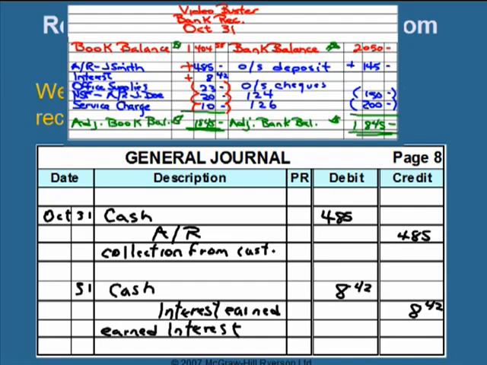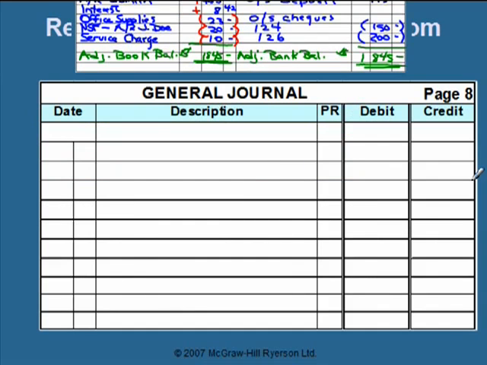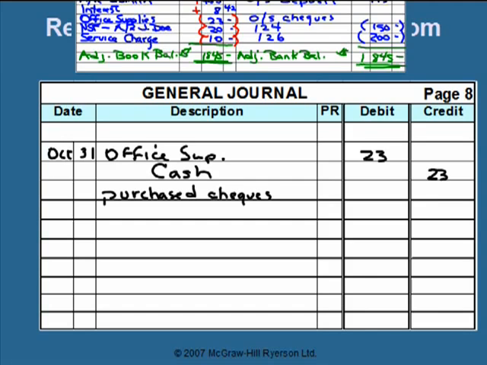Now I've run out of room, so I'm going to go to the next page in my general journal. And the next transaction is for office supplies. So again, the date is October 31st. Now this time, the office supplies is decreasing our bank account. When we decrease a bank account, that's our credit. So we're going to credit cash for $23. Now, the reason that $23 was taken out of our bank account was for office supplies. Office supplies, remember, are assets, and assets go up with debits. So office supplies is our debit. So we have $23 in our debit column. The explanation for the transaction: purchased office supplies.